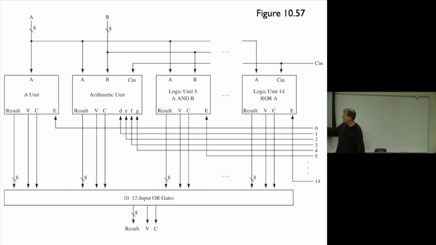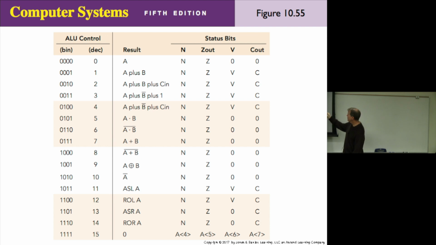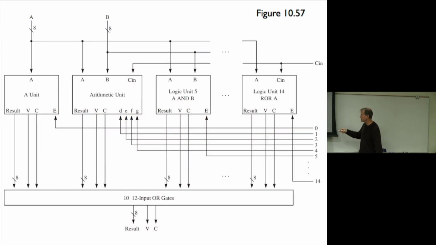what about the V and the C? I think those can be zeros. Is that right? Let's go back and look at our table. Yep, let's go back to figure 10.55. If we look at figure 10.55, it says if the ALU control is 0, that sends A through, and the status bits are N and Z, and then the V and the C out are 0 and 0. So we can just make those 0. Okay, so let's go back to this figure 10.57 and contemplate again.